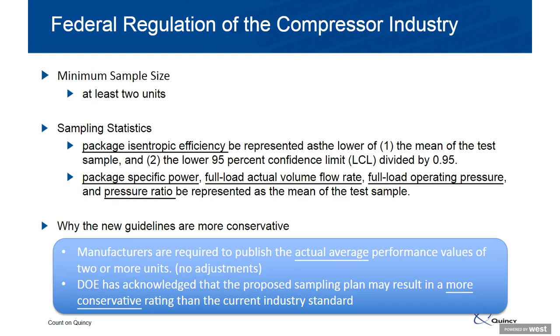There's a minimum sample size of 2 and sampling statistics. So isentropic efficiency is the lower of the mean of the test sample, which is 2, or the lower of the 95% confidence interval. And specific power, full load actual volume flow, full load operating pressure, and pressure ratio are represented as the mean of the test sample. Manufacturers are required to publish the actual average performance values of 2 or more units with no adjustments. DOE has acknowledged that the proposed sampling plan may result in a more conservative rating than the current industry standard.